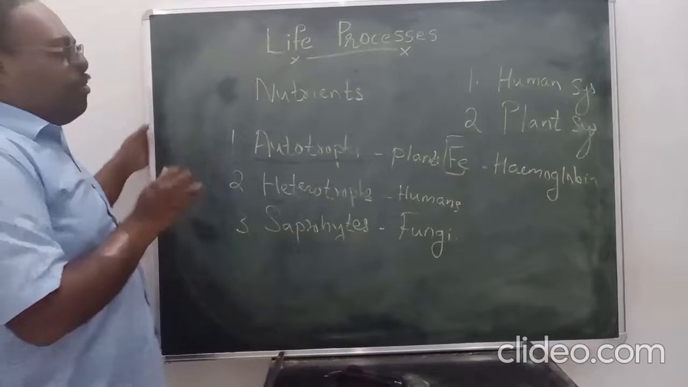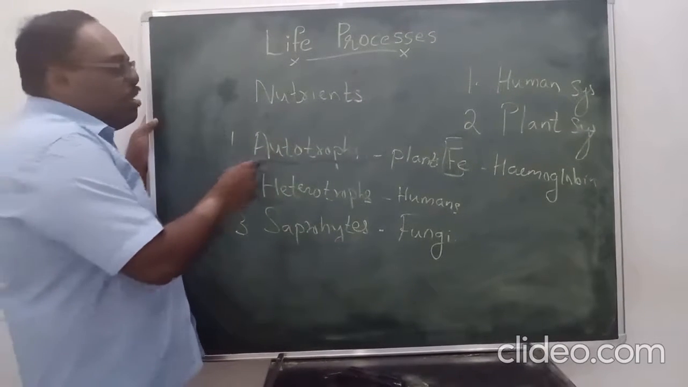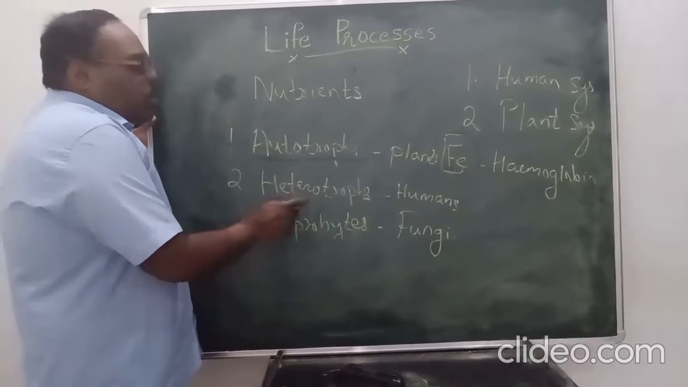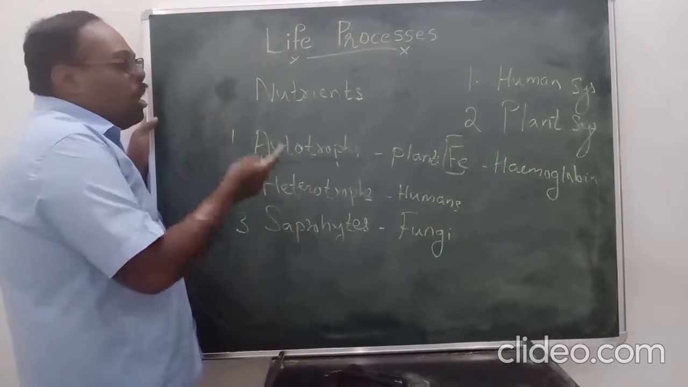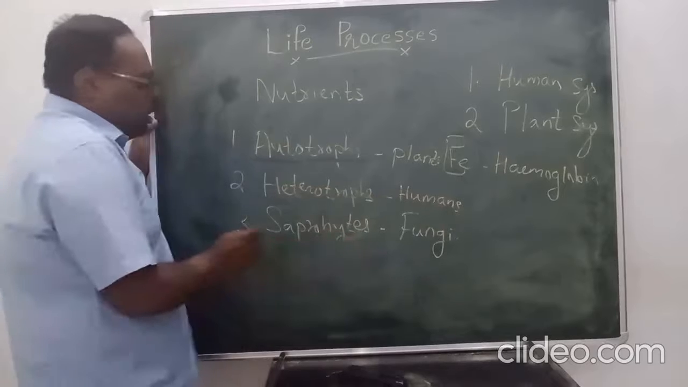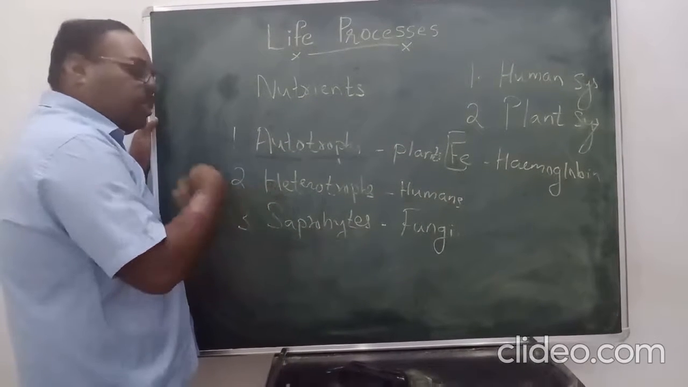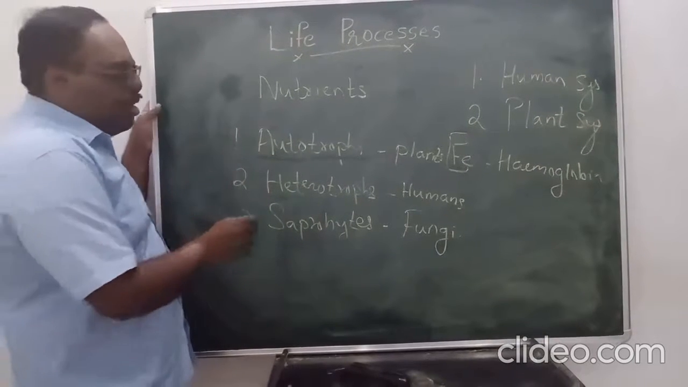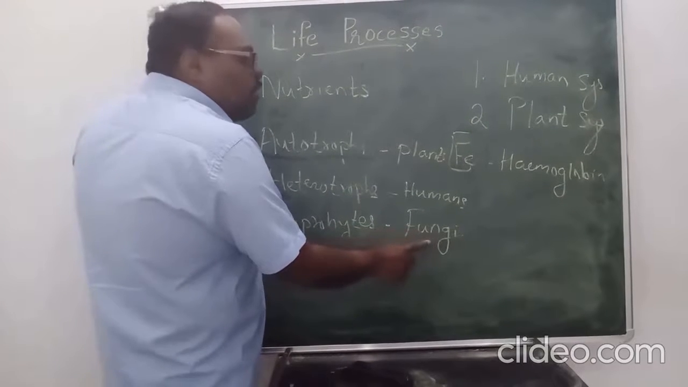These are the three main ways the system gets nutrients. One is autotrophs, that means the plants produce this. Heterotrophs are those that depend upon other organisms for food; the best example is humans. Third, saprophytes depend upon dead bodies, that is, wherever dead remains are there, they live on them and take nutrition. The best example is fungus.